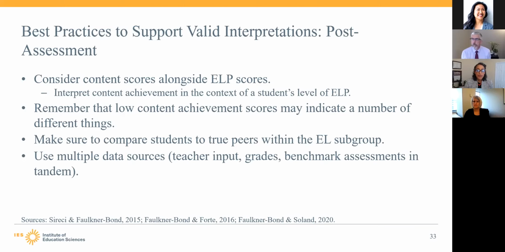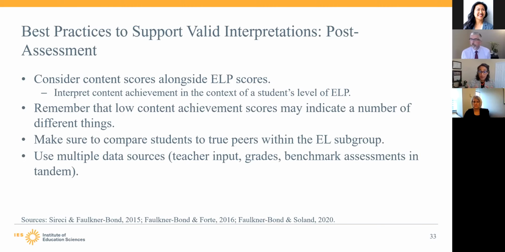A big thing I would encourage is to consider content assessment scores alongside English language proficiency scores. So really try to interpret that content achievement in the context of the student's level of ELP. If you have a student who is clearly, based on their ELP score, really just starting out with their English development and they didn't pass the math test, it's more likely that language is playing a role there than if you have a student who is nearly proficient in English and also didn't pass the math test. You're never 100% sure, but it can be really helpful to look at those things together.